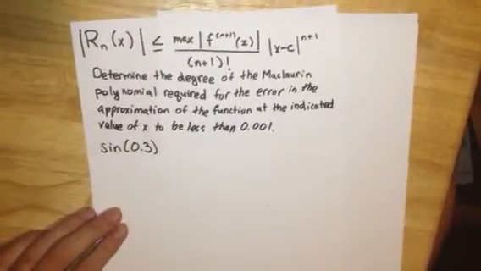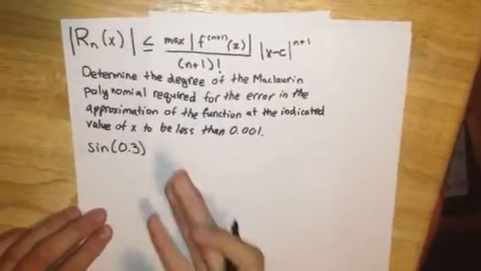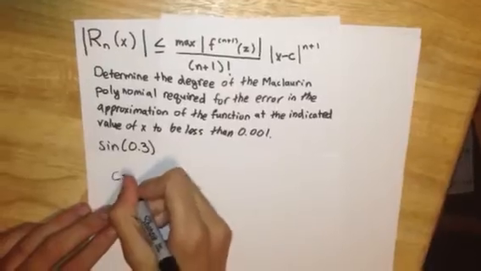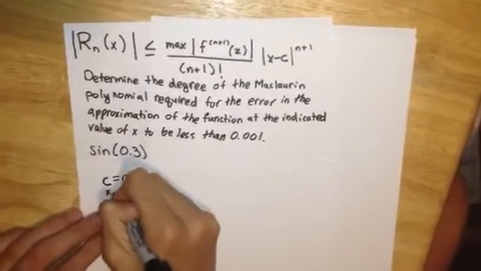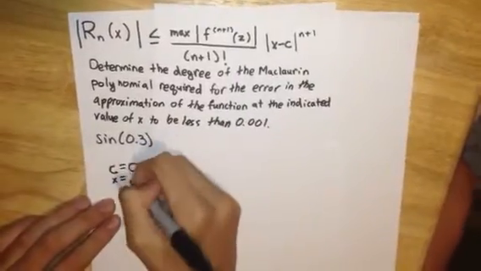So, a Maclaurin polynomial, we know that it is centered at 0. So we know that c is equal to 0. And we know that x is equal to 0.3.